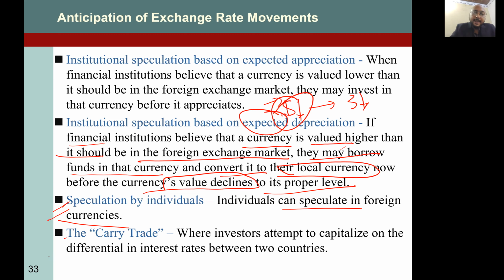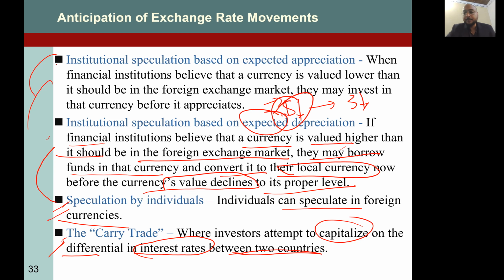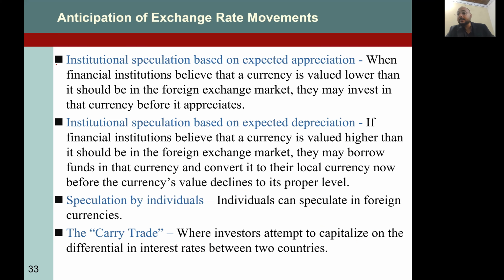So what do we mean by carry trade? Where investors attempt to capitalize on the differential interest rate between two countries. So up till now, with the speculators, we talked about how they bet on currency movement: the currency going to appreciate, the currency going to depreciate. But what if you don't have the expectation that the currency will increase or decrease, but you do know that the interest rate is going to be high in a different country? So what are you going to do?